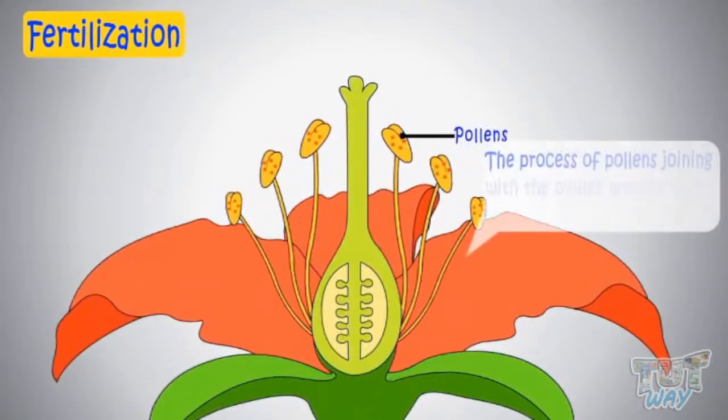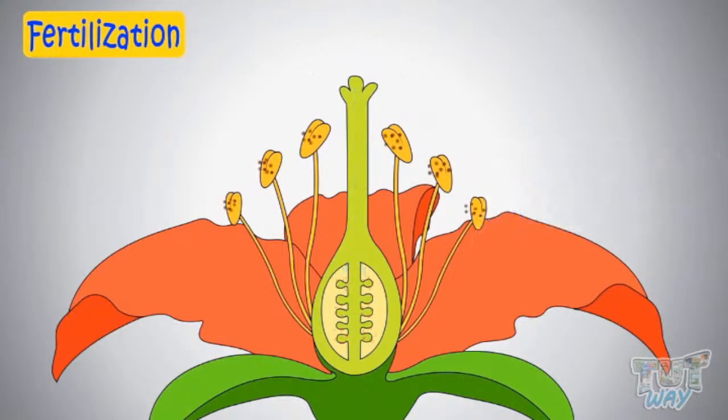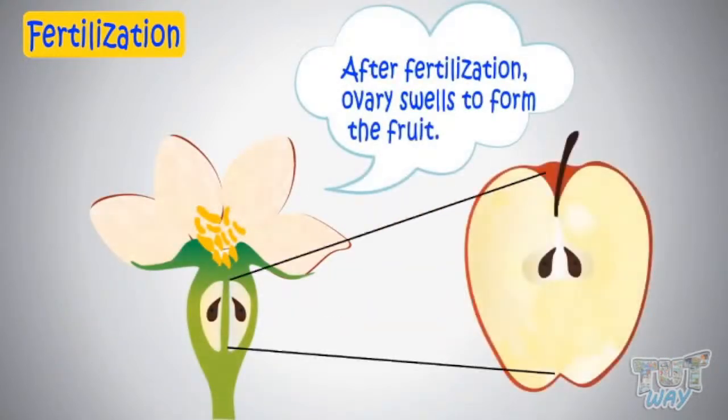When pollens from the anthers of the stamen join the ovules in the ovary, this is called fertilization. This fertilization forms the seed inside the ovary. Later in the process, this ovary will become fruit.